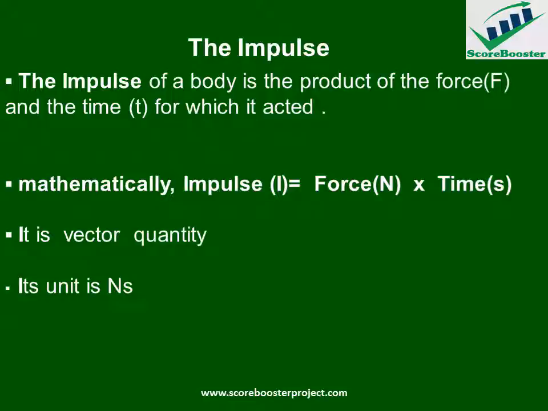The impulse of a body is the product of the force and the time t for which it acted. Mathematically, impulse I equals force in Newton times time in seconds. It is a vector quantity because it has both magnitude and direction. Its unit is Newton seconds.